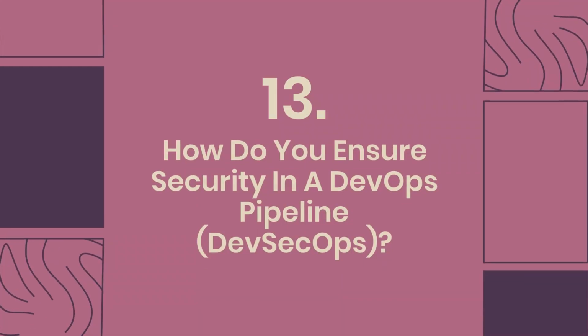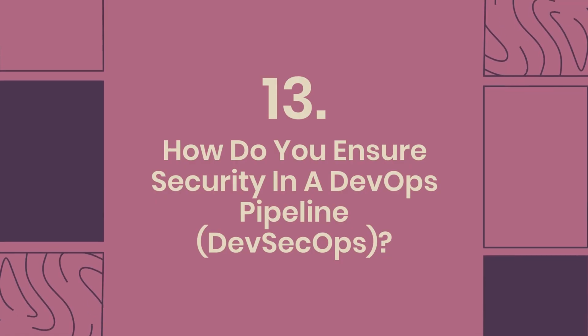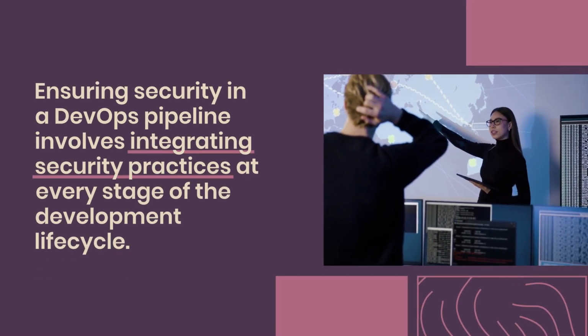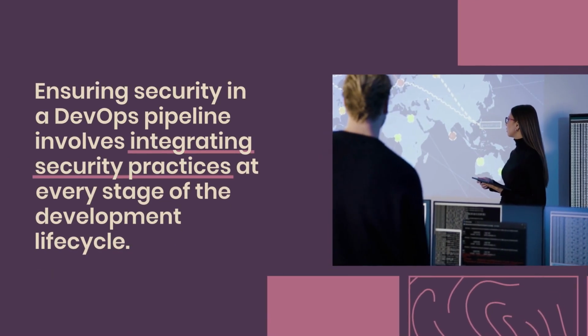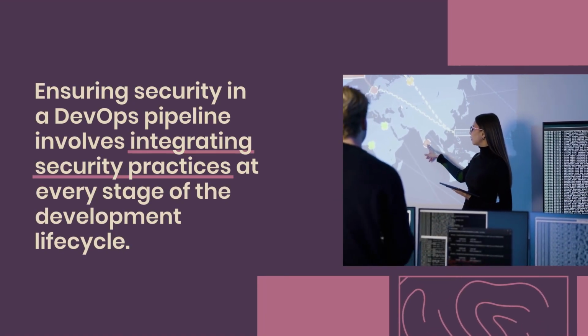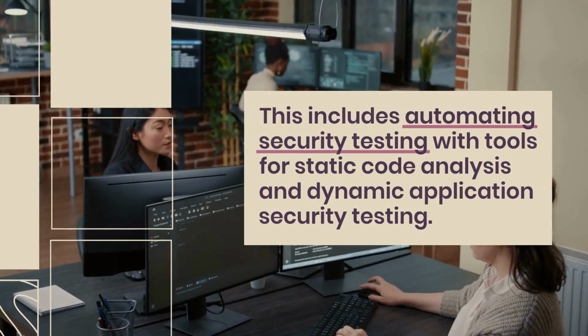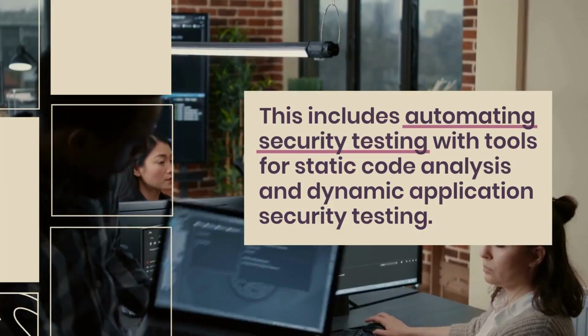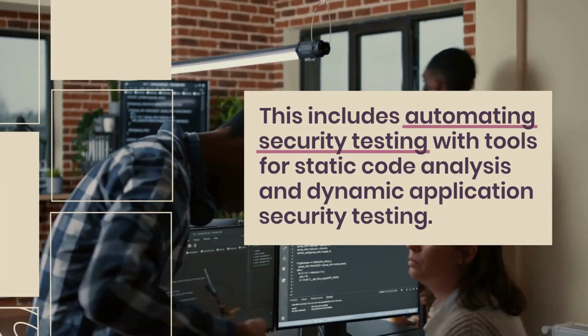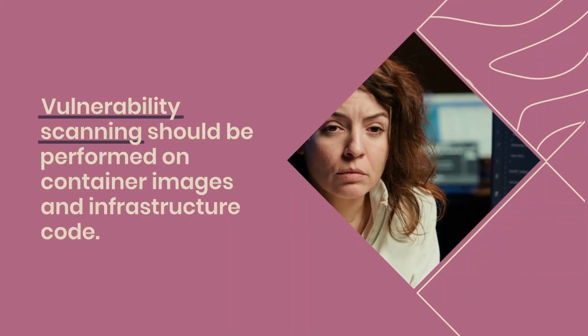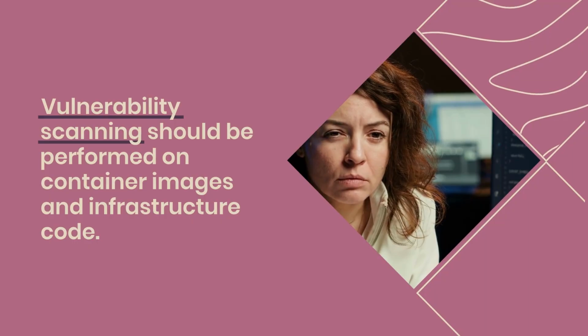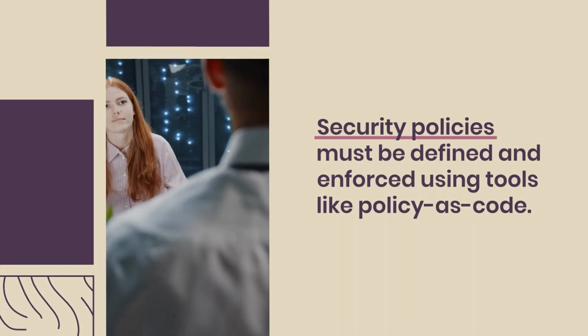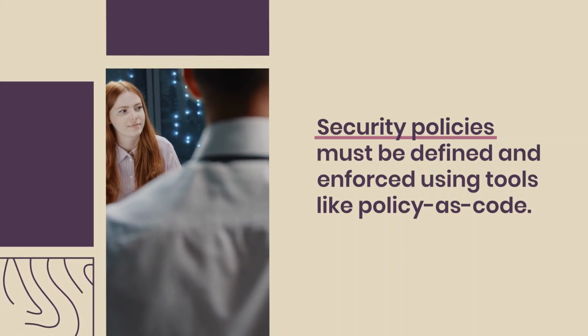13. How do you ensure security in a DevOps pipeline, DevSecOps? Ensuring security in a DevOps pipeline involves integrating security practices at every stage of the development lifecycle. This includes automating security testing with tools for static code analysis and dynamic application security testing. Vulnerability scanning should be performed on container images and infrastructure code. Security policies must be defined and enforced using tools like Policy as Code.